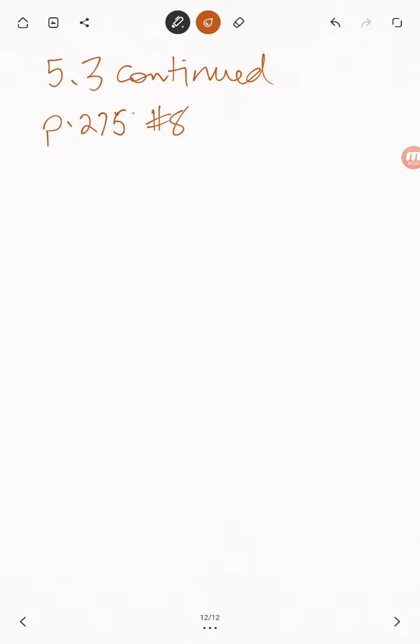Hey guys, I'm back and continuing with examples in 5.3. I'm looking at page 275, number 8 now. It asks us to determine the equation of the line perpendicular to the tangent line to the function f of x equals 1/2 e to the x. Let me write that down. 1/2 e to the x at the point x equals ln 3.